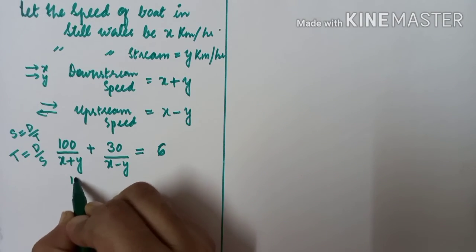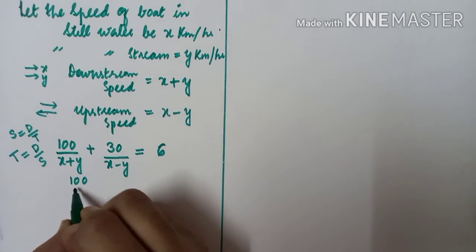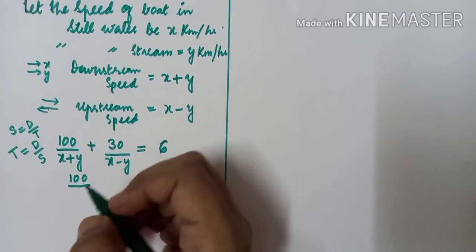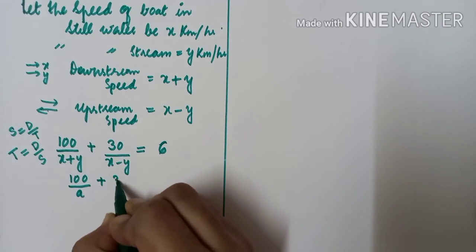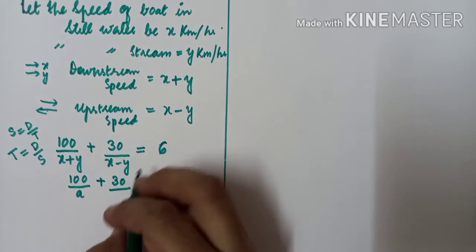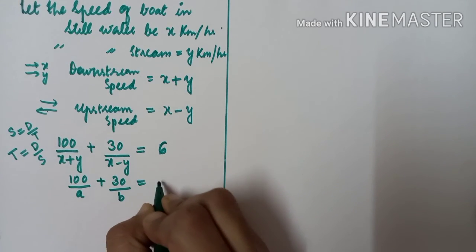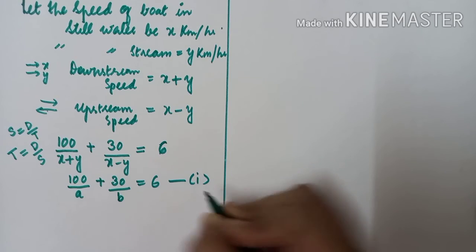So let me take this 100 by x plus y, let us assume as a, and then 30 by x minus y we will assume as b, then equals 6. Let us name it as equation 1.